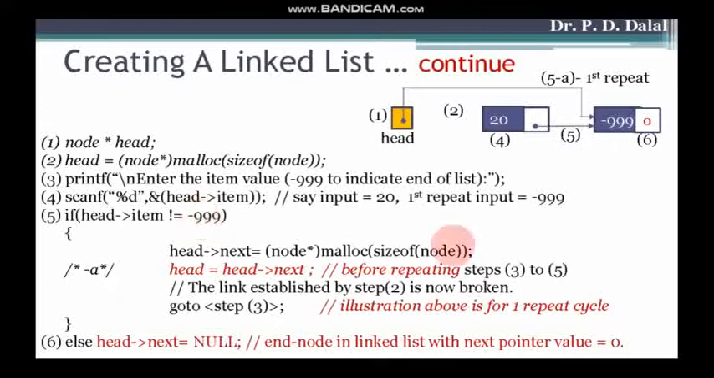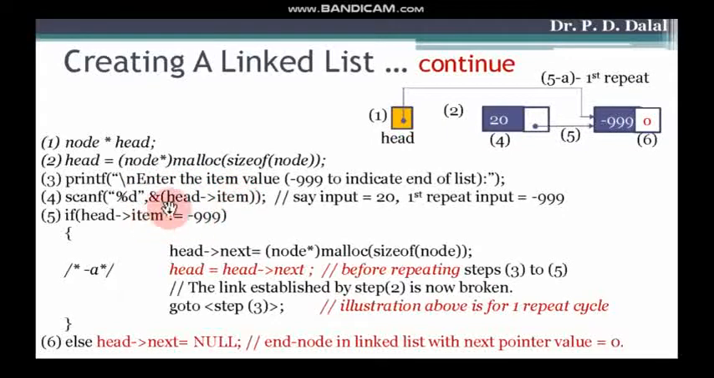But okay, the program continues. Same steps 1, 2, 3, 4, 5. Here we are writing if head arrow item is not equal to minus triple line, and then what we need to do? We need to create a space for the next element. Then we write head is equal to head arrow next, so that your head will move to the next element, and we can scan the values.